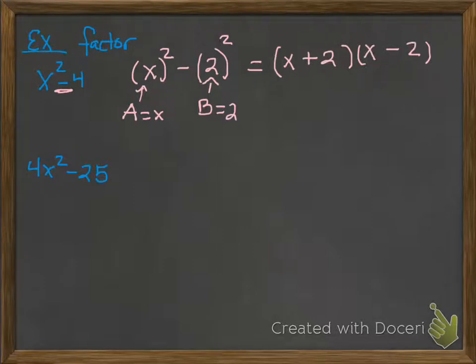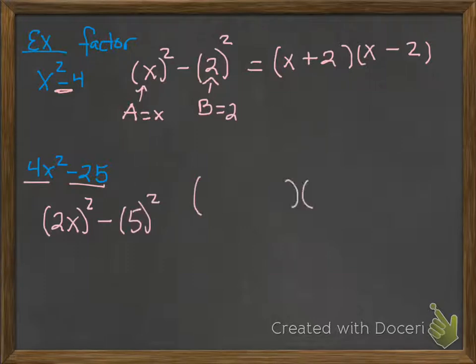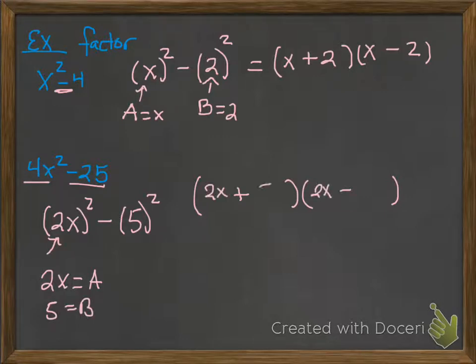So let's try this again. In this case, I have the subtraction sign, so then I can do 2x squared is 4x squared, minus 5 squared. So I can do a plus and a minus, and my a again is just going to be what's in that set of parentheses. So 2x is equal to a and 5 is equal to b. So I get 2x plus 5 and 2x minus 5.